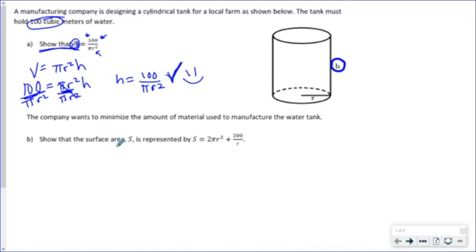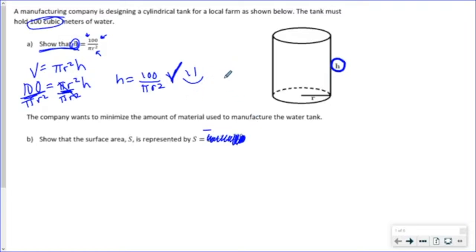Now, for part B, it says show that the surface area is represented by this. This is actually a formula that's in your packet, the surface area. But let's say they didn't give us this. Let's say they said, find out what the surface area is going to be based upon what we know here. So let's ignore this at first. We don't know this yet. We want to know what the surface area is.